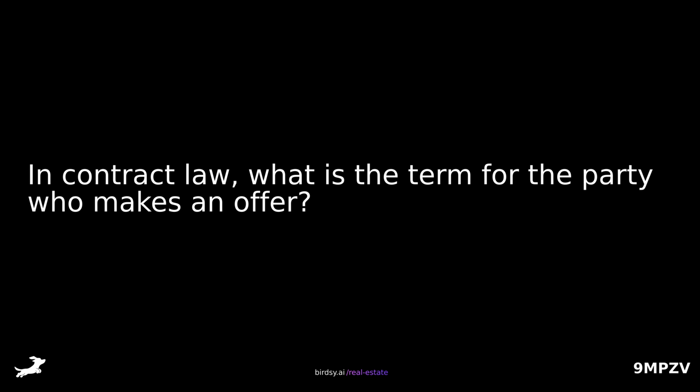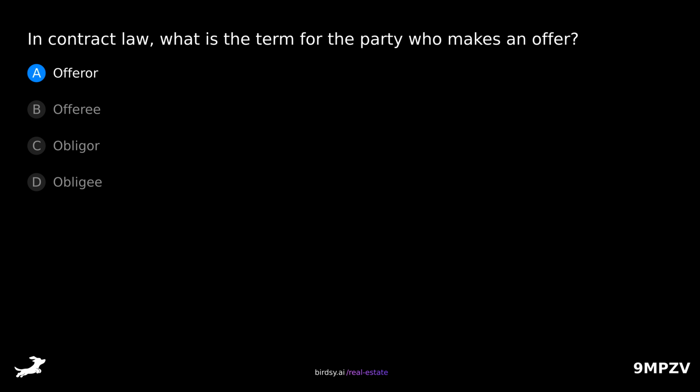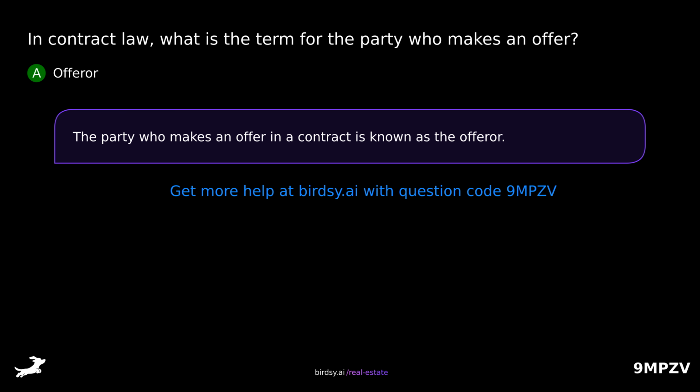In contract law, what is the term for the party who makes an offer? Is it A. Offeror, B. Offeree, C. Obligor, or D. Obligee? The answer is A. Offeror. The party who makes an offer in a contract is known as the offeror.